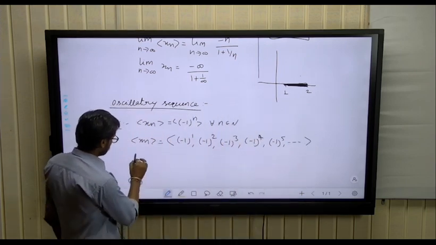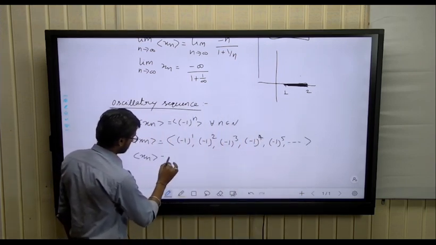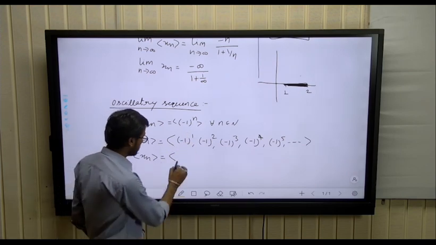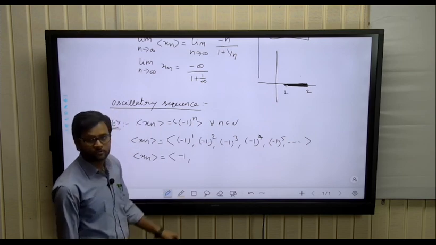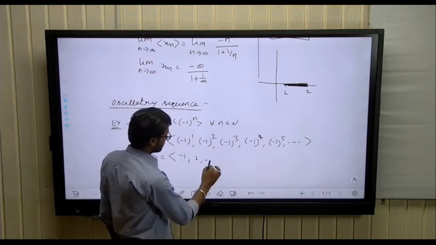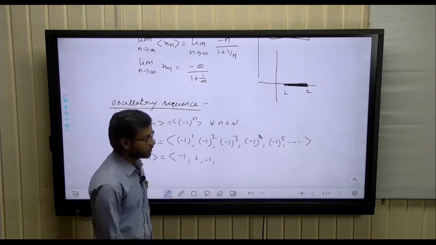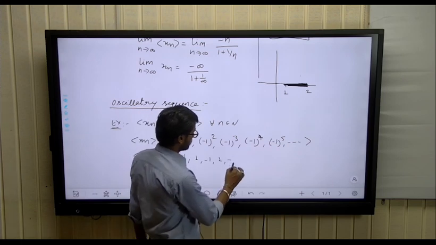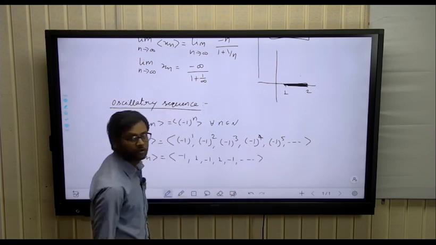Okay. So now what are the terms of the sequence? (-1)^1 is -1, (-1)^2 is 1, (-1)^3 is -1, (-1)^4 is 1, (-1)^5 is -1, and so on. Okay.